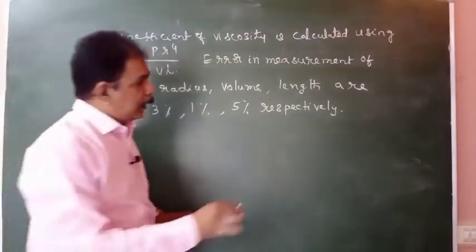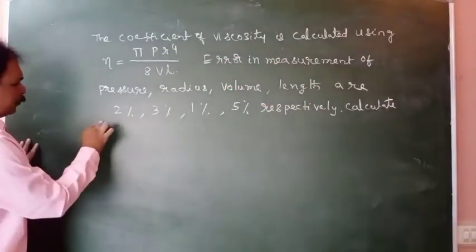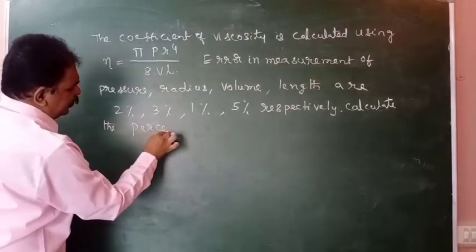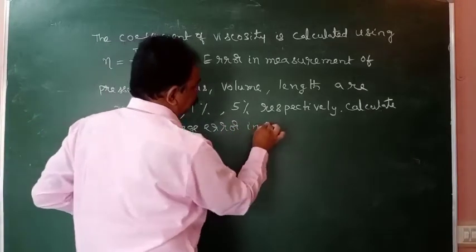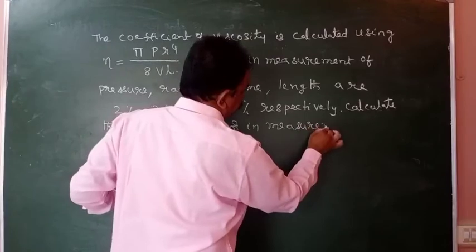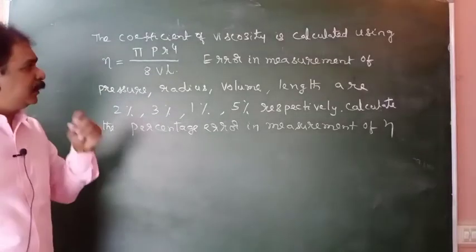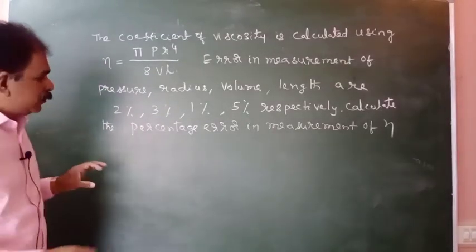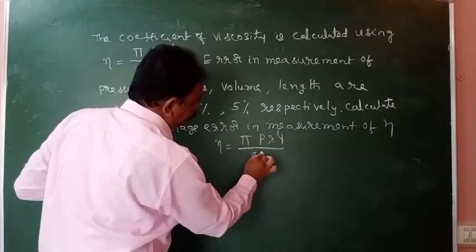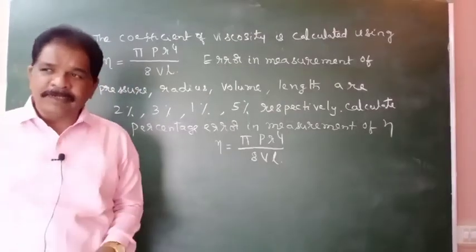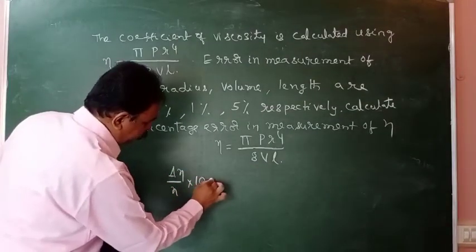Okay, calculate the percentage error in measurement of coefficient of viscosity, eta, this symbol name is. So what they gave, eta is equal to pi PR power 4 by 8 VL. Clear? Then delta eta by eta into 100.